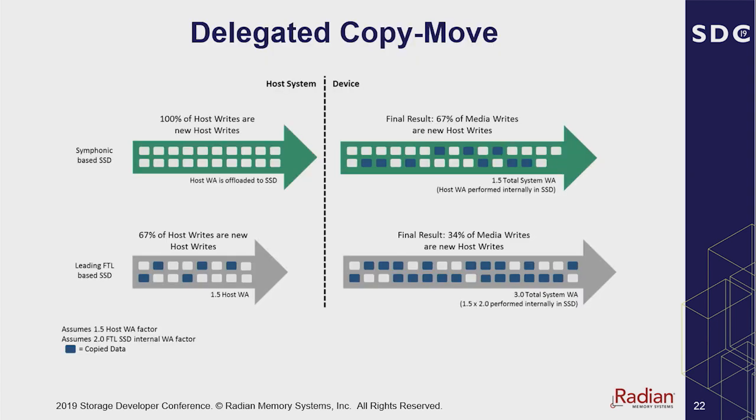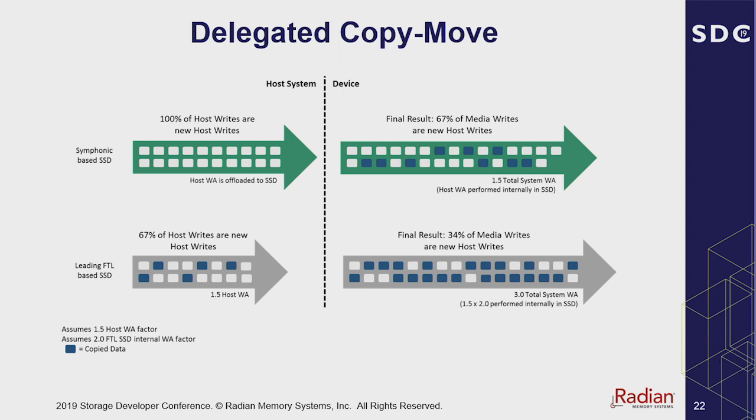Here we show how a system using delegated copy move allows for nearly 100% of the PCIe traffic to be only user I/O, with garbage collection copies happening internal to the Radian SSD. When you contrast that to a standard FTL SSD that not only has system-level garbage collection data copies clogging up the PCIe interface, the FTL has its own internal copies taking place for its internal garbage collection. And it's out of the host's control, injecting unpredictable latency spikes and multiplying up the write amplification at the media level.